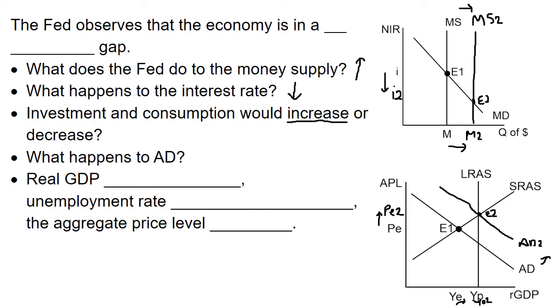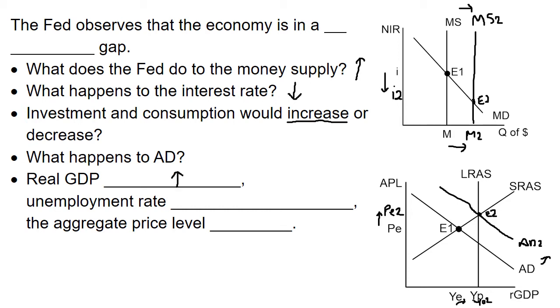Then we have a few more questions to see what actually happened to the economy at large. So shifting from E1 to E2, fixing our gap, what happened to real GDP? Real GDP is at the bottom here, and it went to the right, so it increased.